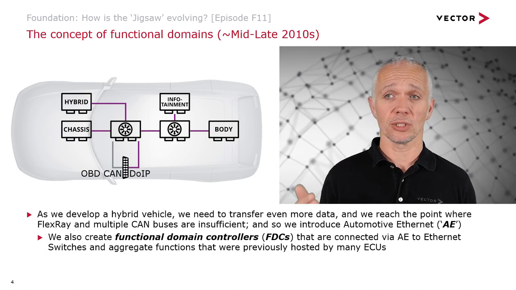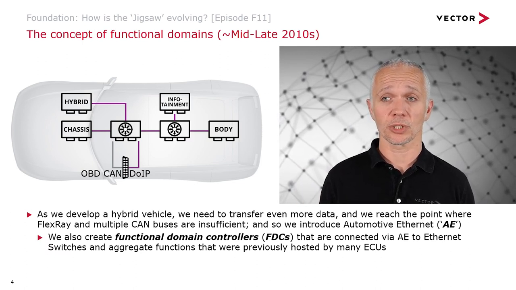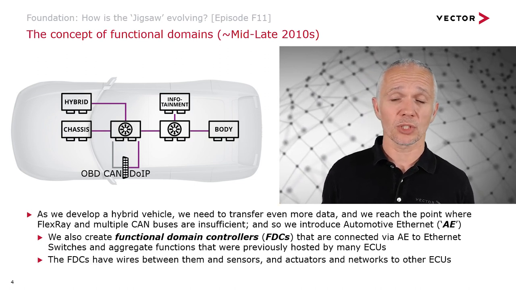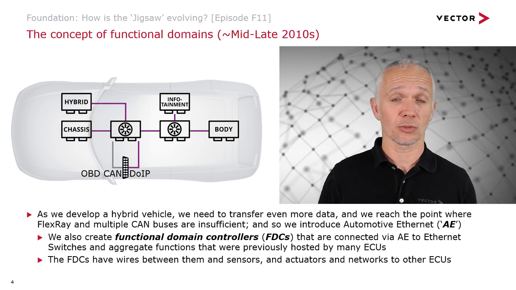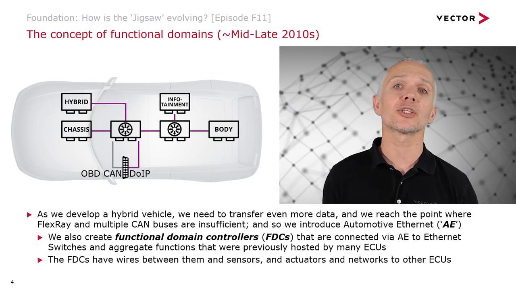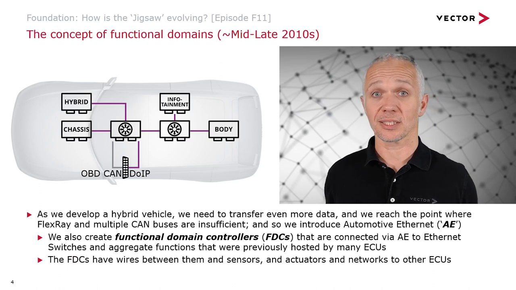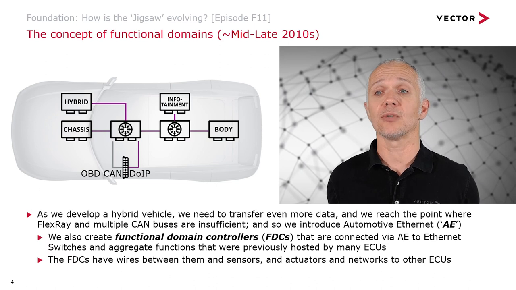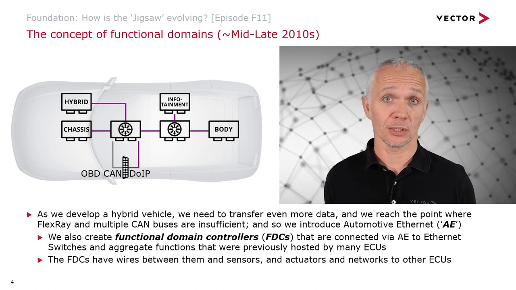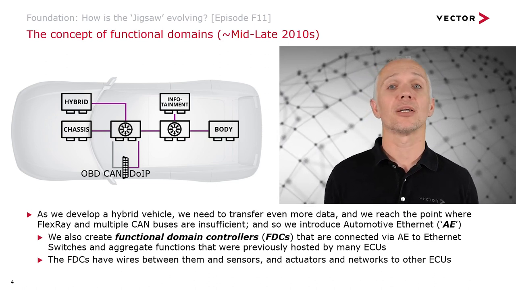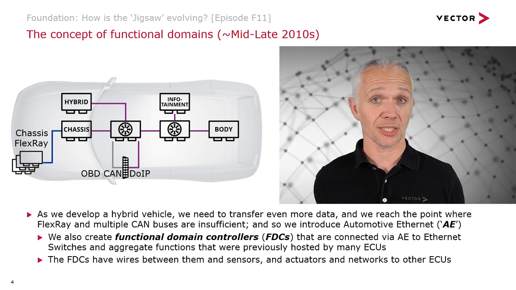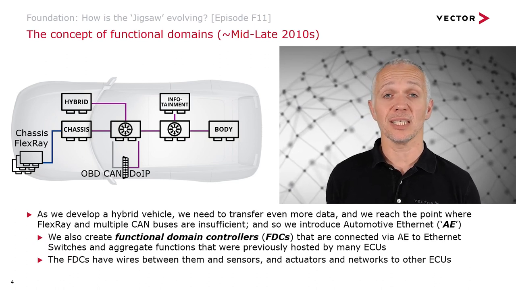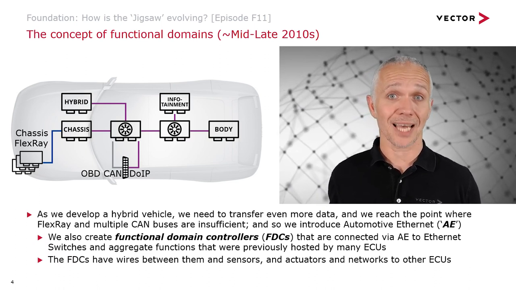Because we've moved functions to our functional domain controllers, our chassis domain controller maybe will have wires running between it and sensors, actuators, and of course networks to other ECUs. So let's imagine we decide to take our ESC functionality and put that on the chassis domain controller. That means it will have wires going to every wheel in the car, for example. And also, of course, it will connect to the rest of the chassis system. So we still have our chassis FlexRay that we talked about previously, and the ECUs are connected to that.